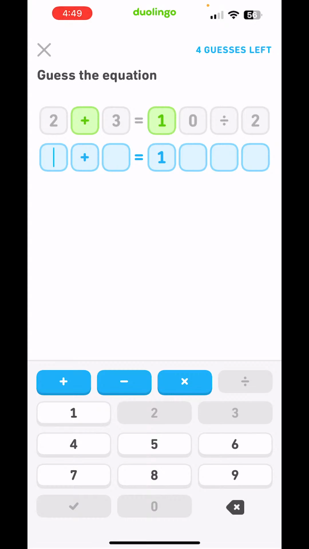Oops, I dropped my pen. Okay, so I really like this game. It's challenging, but it's fun, you know? So I think, let's see.